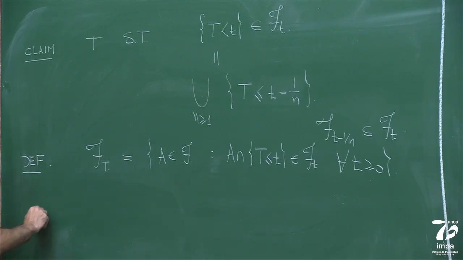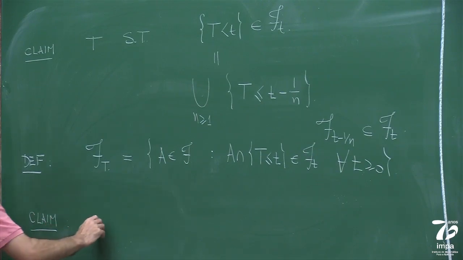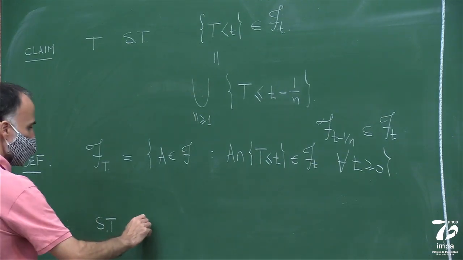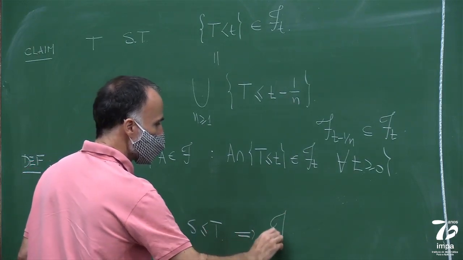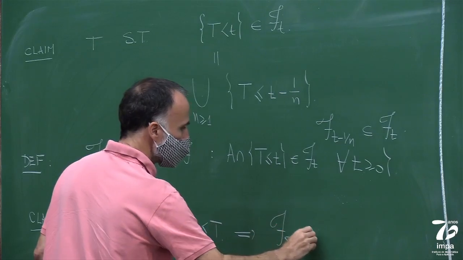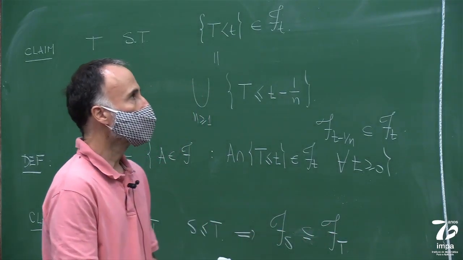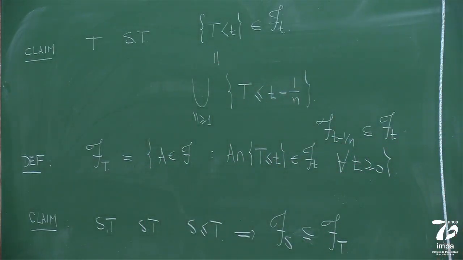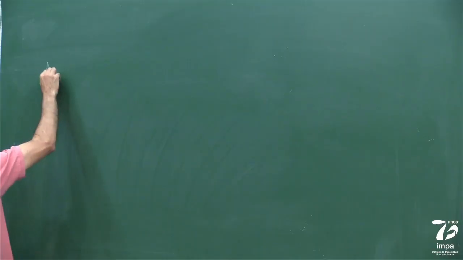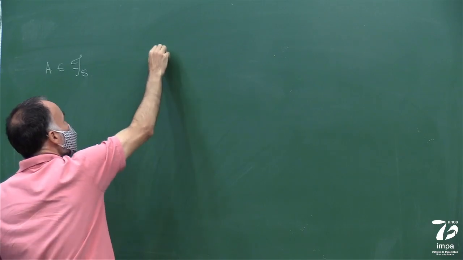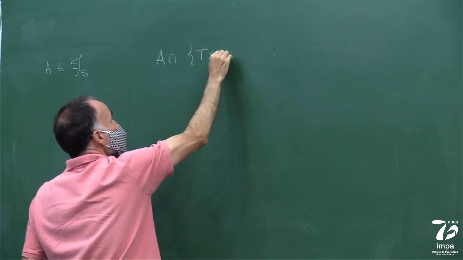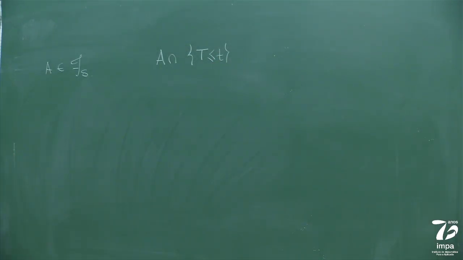So again, simple facts. I claim first that if S and T are stopping times, and assume that S is less or equal than T, then the sigma algebra F_S is contained in F_T. Okay, so let's take an element A in F_S. I want to prove that it belongs to F_T. So to show that it belongs to F_T, I have to consider the set A intersection {T less or equal than t} and show that it belongs to F_t.